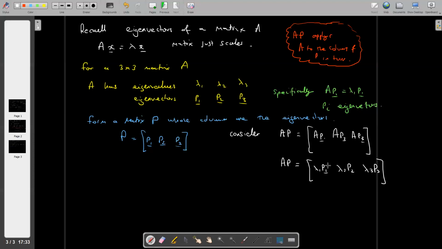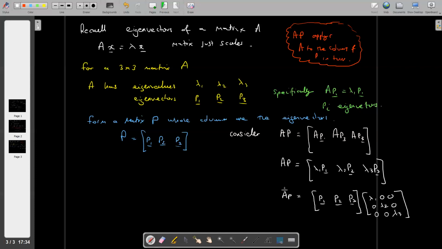Now then, this is good news, because lambda 1, lambda 2, lambda 3, being eigenvalues, are just scalars, and so we can factor them out. If we factor them out, we're going to end up with P1, the column vector P1, which is an eigenvector, P2, the column vector P2, which is an eigenvector, P3, the column vector P3, which is an eigenvector. We could factor out the lambda 1, which is going to give us 0, 0. We're going to factor out a lambda 2, which is going to give us a 0, and we're going to factor out a lambda 3.